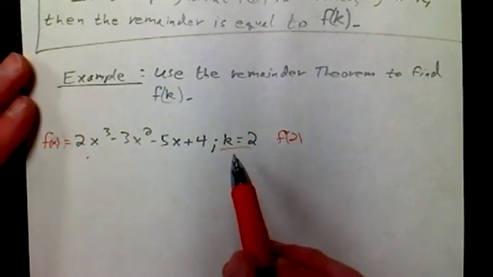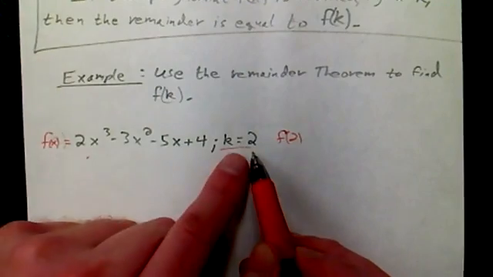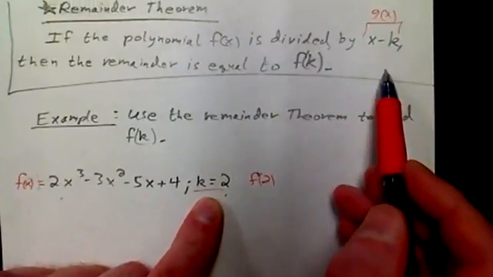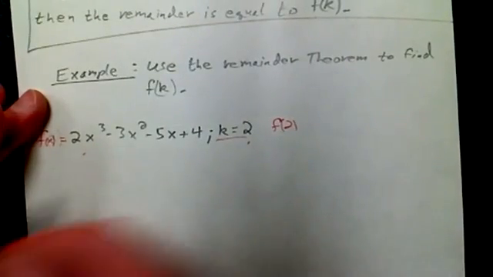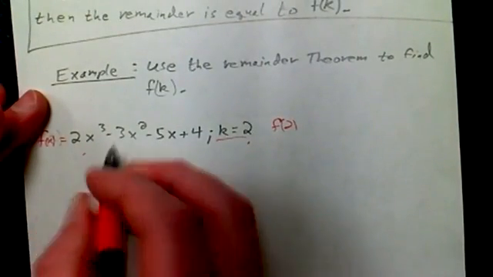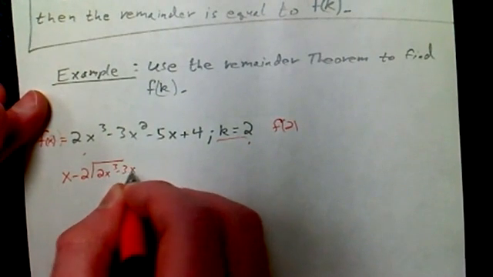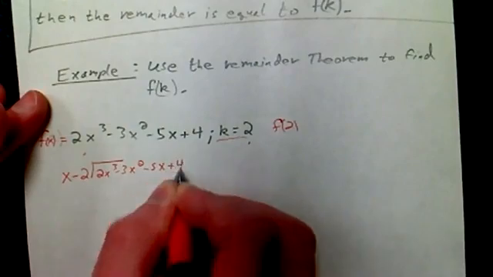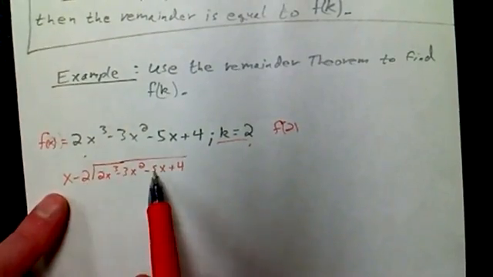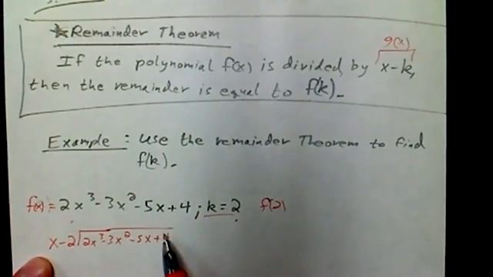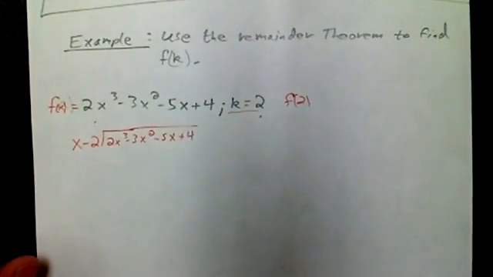So what I'm going to do is I'm going to say, okay, well, if k is equal to 2, that means my x minus k is x minus 2, okay? According to the theorem, here's what I'm going to do: I'm going to do x minus 2 into the 2x cubed minus 3x squared minus 5x plus 4. And if I do this, the remainder theorem tells me that the remainder that I get from the division is what f of 2 is. Okay, once again, you may wonder, okay, why is he doing this? It will be clear in the next section.